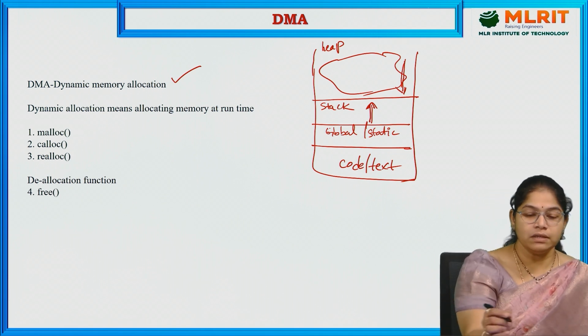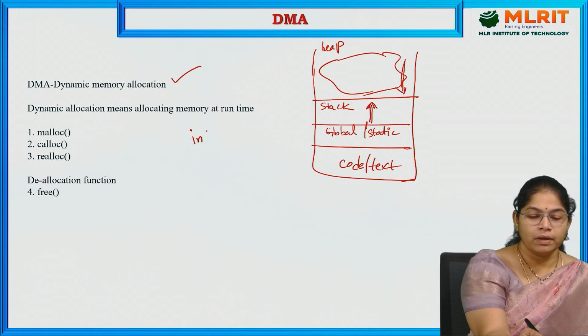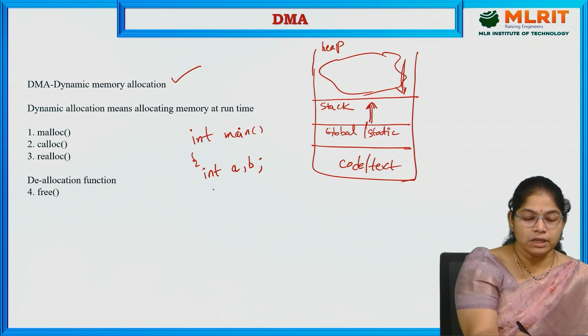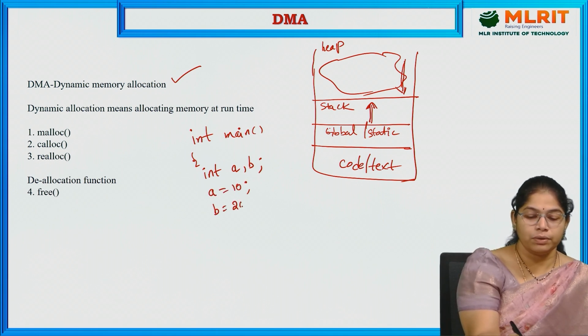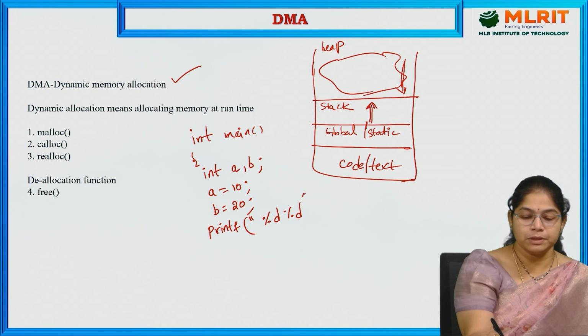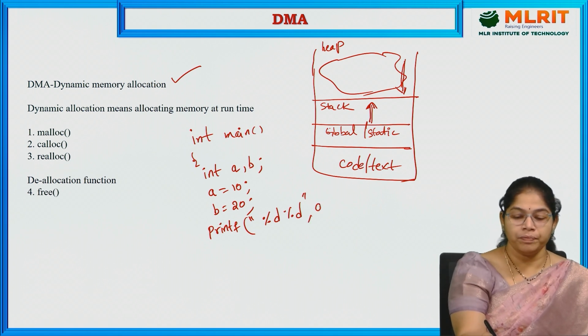Then let us consider a small program, int main. Program execution always starts from the main section. Then consider 2 values of type integer, a and b. Here I am initializing a equal to 10 and b equal to 20. Whatever values I have initialized, I am printing using the printf function. Those are of type integer, so the format specifier is %d, a, b.